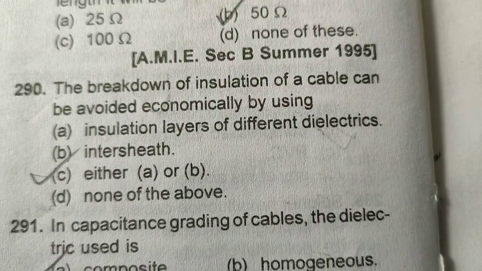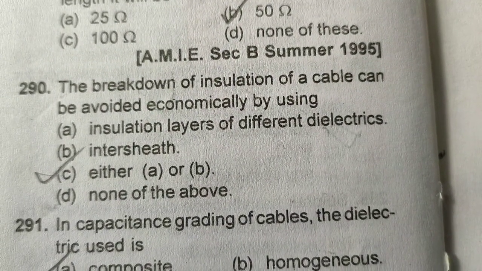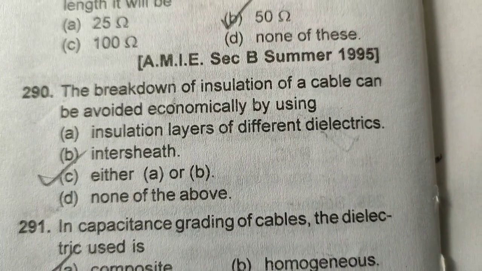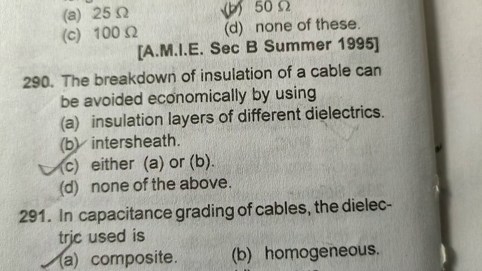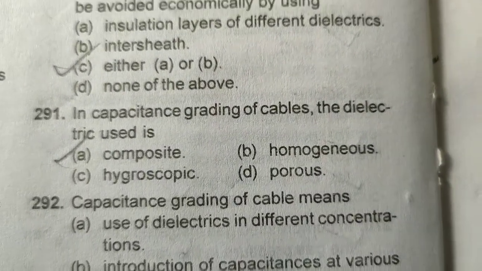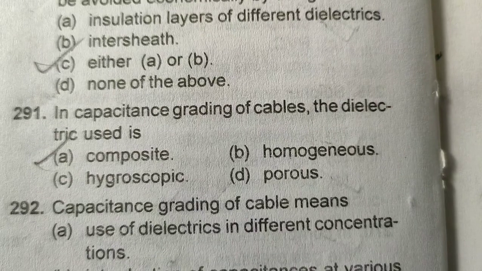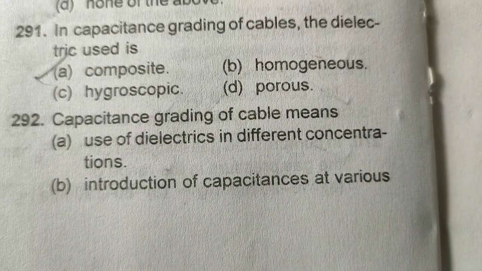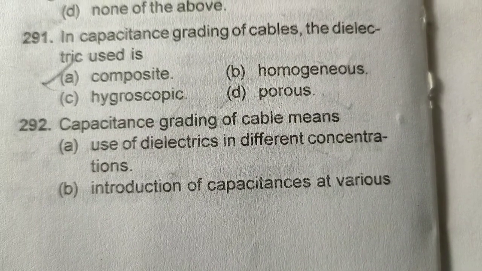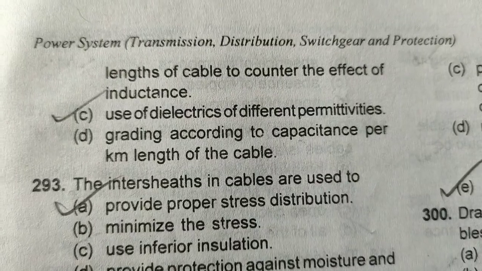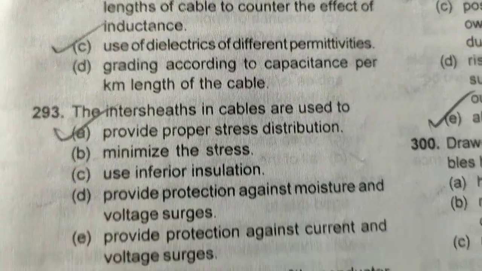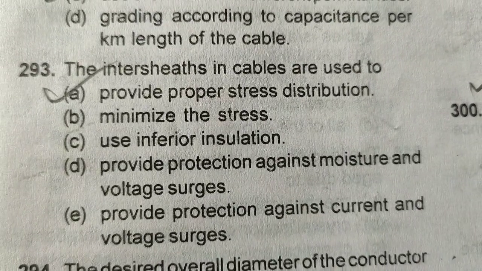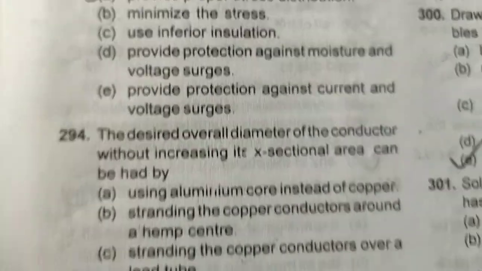The breakdown of insulation of a cable can be avoided economically by using insulation layers of different dielectrics or intersheaths, A or B. In capacitance grading of cable, the dielectric used is composite. Capacitance grading of cable means use of dielectrics of different permittivities. The intersheaths in cables are used to provide proper stress distribution.